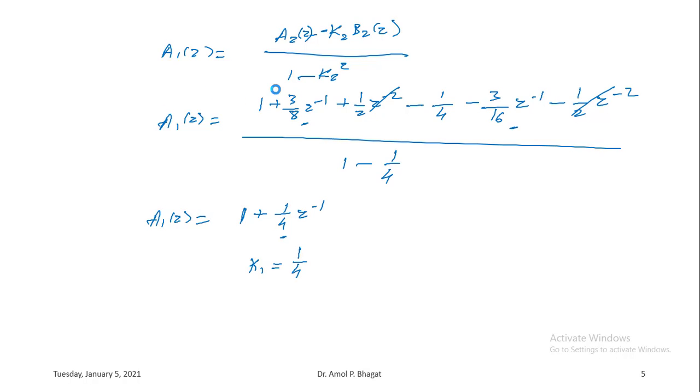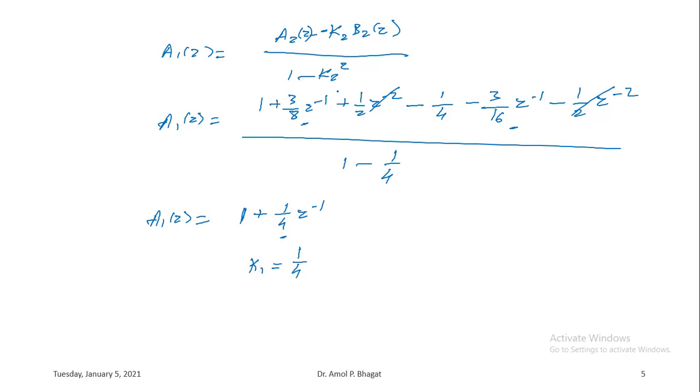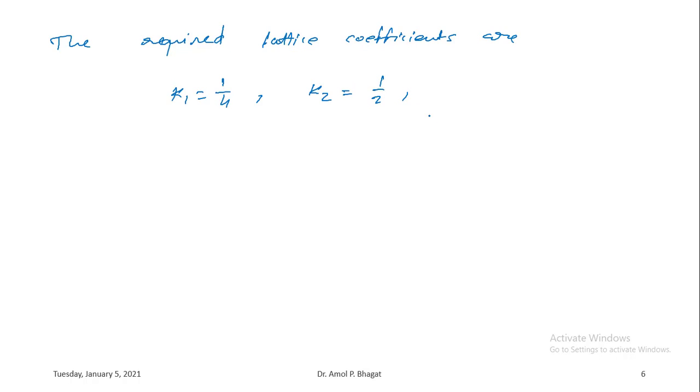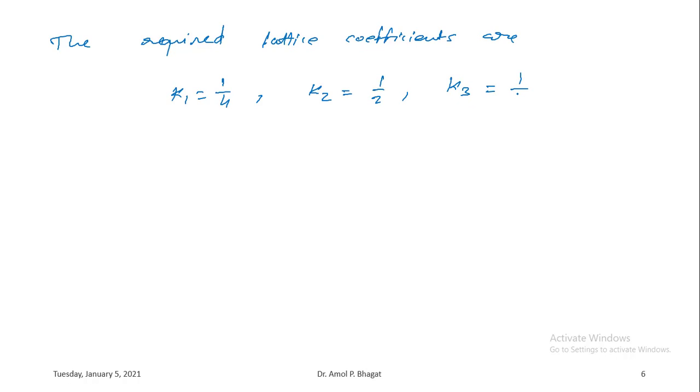So the required lattice coefficients are: K1 is 1 by 4. K2 we have obtained as 1 by 2, and K3 is 1 by 3.